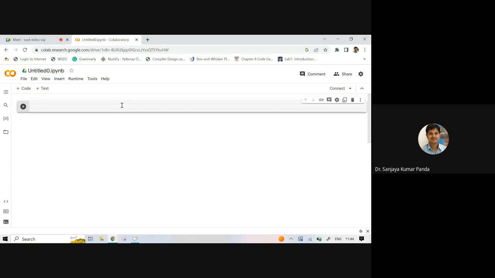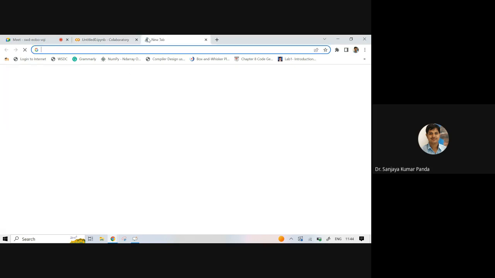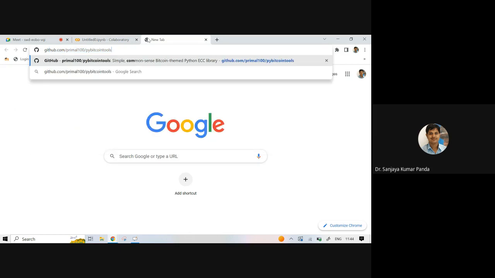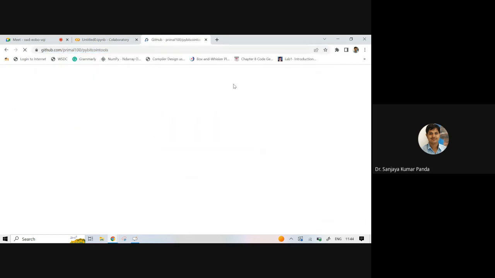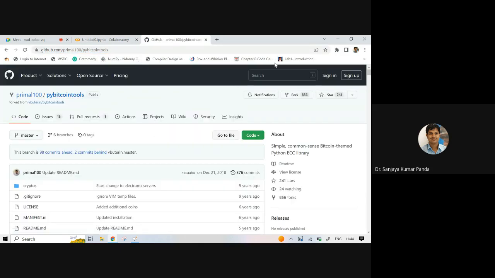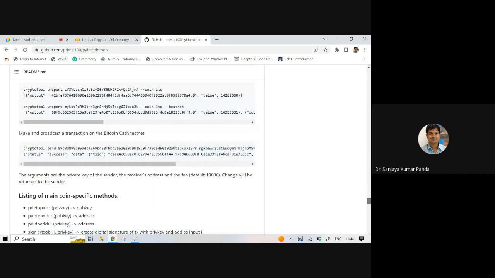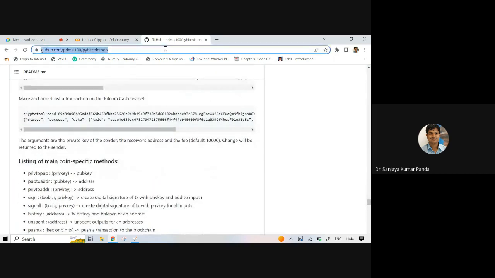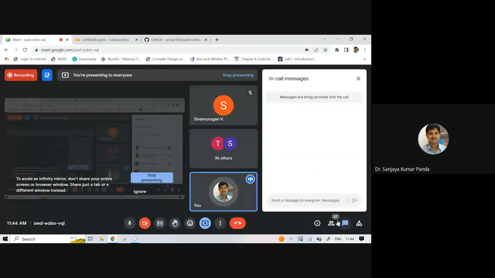So in order to generate a random key, I'll give you a link actually in the chat box. There is a GitHub link. You can refer to this GitHub link. I will share this link in the chat box, where you can practice something related to blockchain.